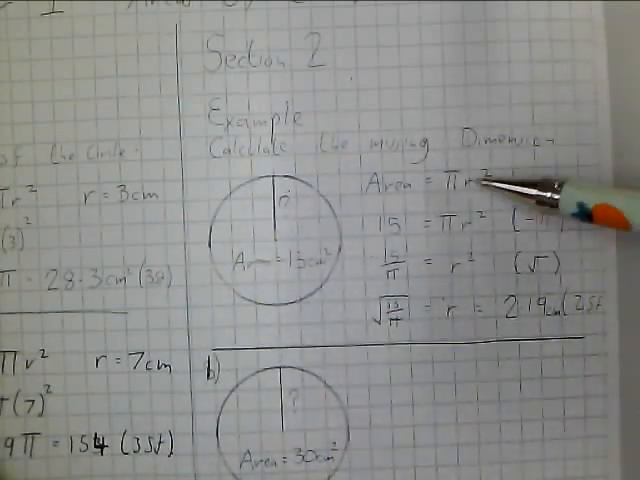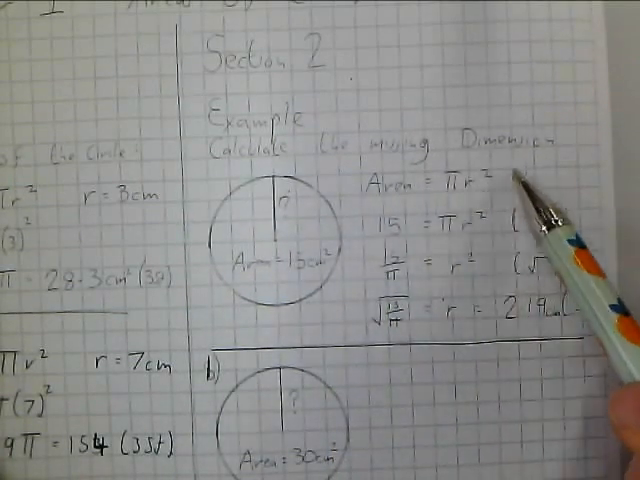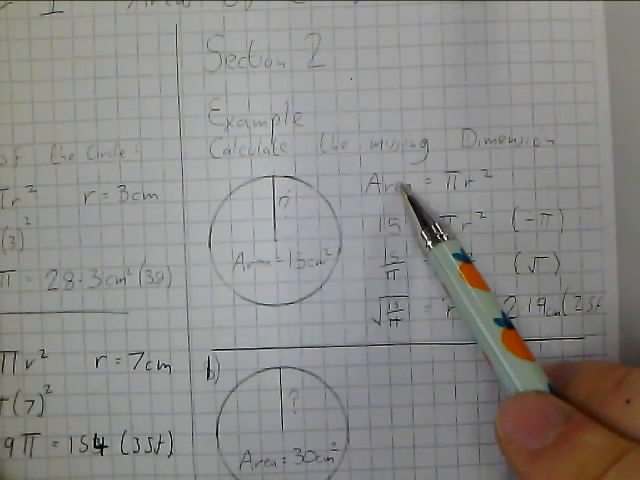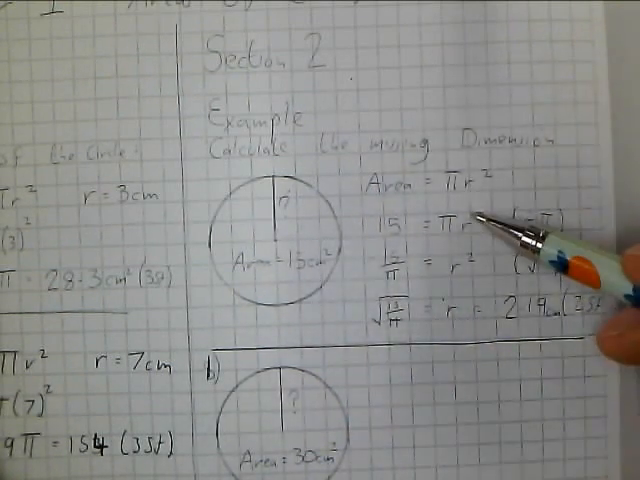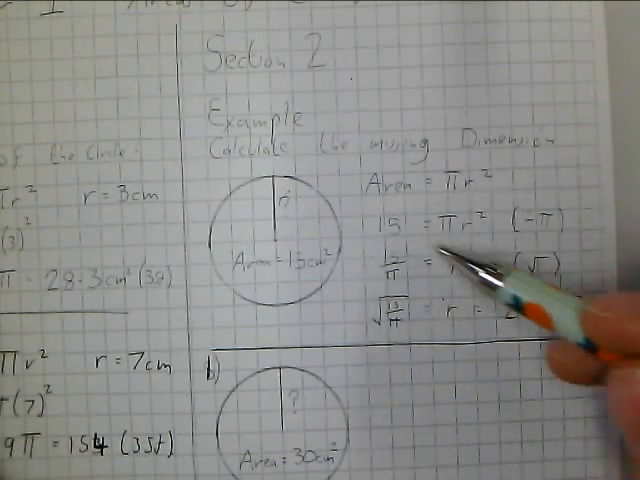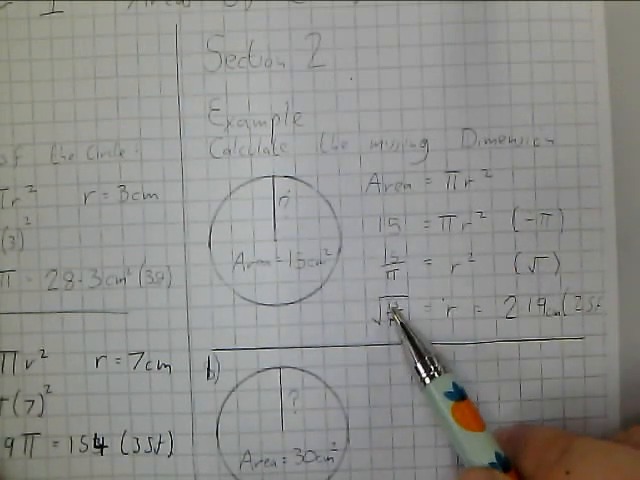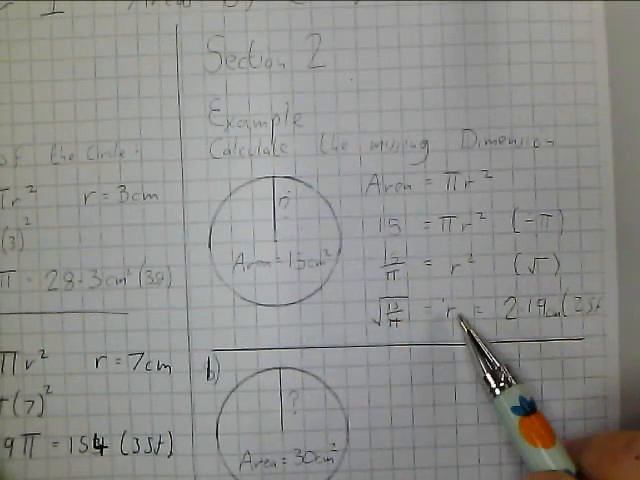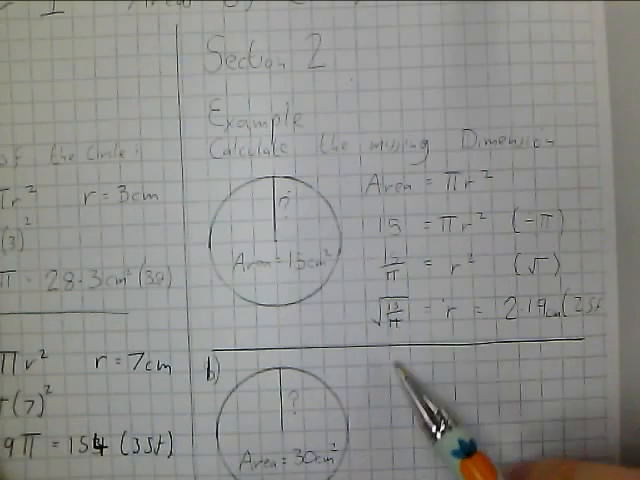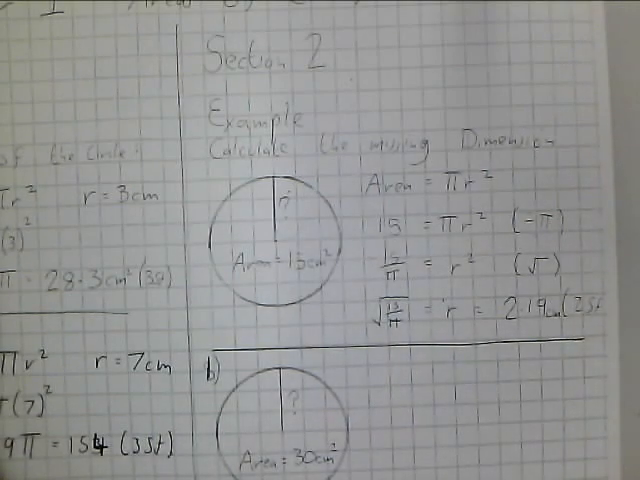So just going through this example very quickly, we know the area is pi r squared. We know the area is 15, so we substitute the area in as 15. So 15 equals pi r squared. Now to leave r by itself, we divide by pi both sides, so we get 15 divided by pi. And to get rid of the squared, we square root both sides, so we get r is equal to the square root of 15 over pi, which you can input into your calculator.